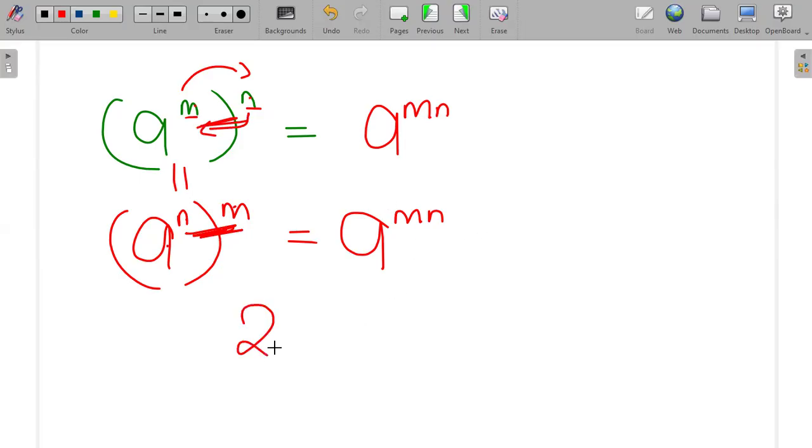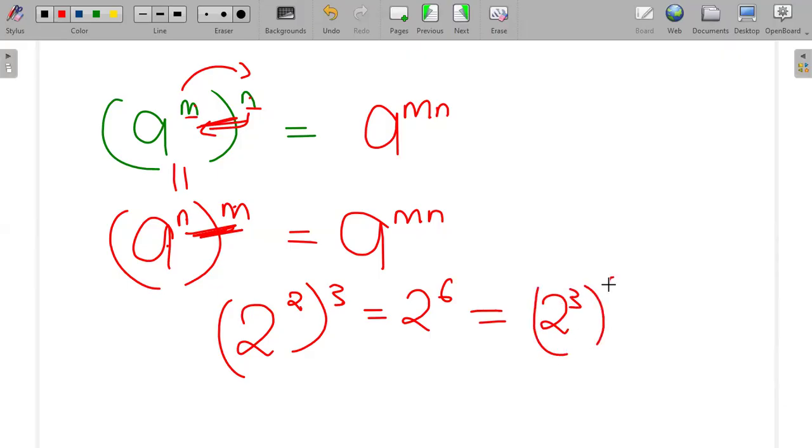So an example is 2 to the power 2 and then to the power 3. This will just be 2 to the power 2 multiplied by 3, that would be 6. This one here is also the same as 2 to the power 3 and then to the power 2.